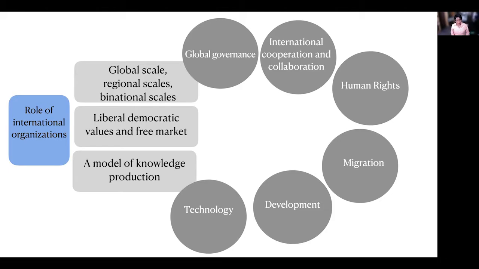So one has to do with all their activities at the global scale, regional scale, binational scale, and obviously that eventually impacts at the national scales, right? So this general dimension. The second has to do with the liberal democratic values and free market. I won't say we can generalize that all international organizations are thinking on free market. That would be unfair for the UN system, which doesn't have that as part of its mission. But it applies a lot to think about these values of the liberal democratic societies that they preserve and have as part of the agenda, in general, most of them.